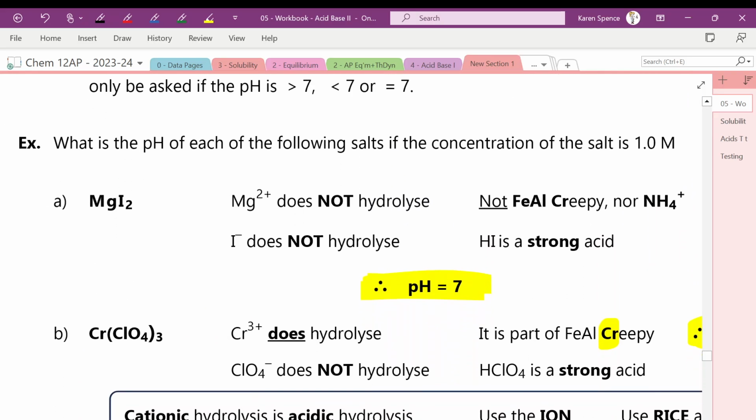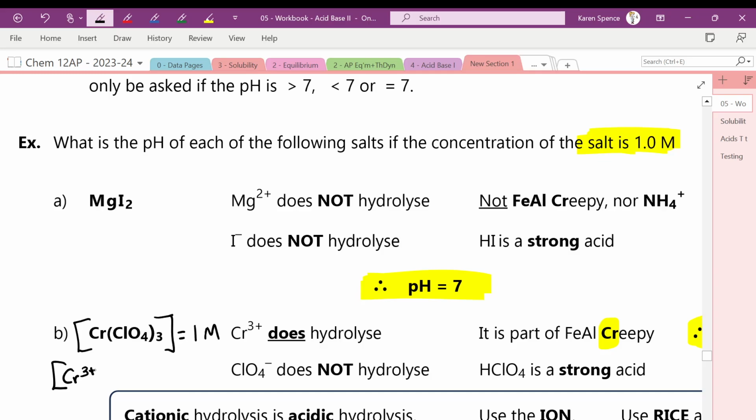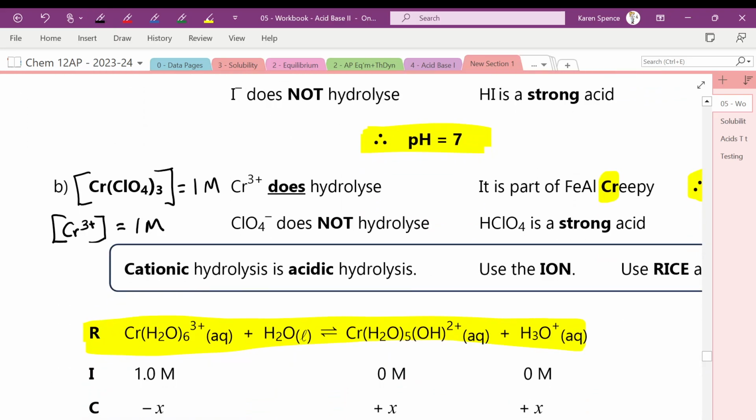So for all of these, the concentration of the salt is 1 molar. And if the concentration of ClO4 is 1 molar, then the concentration of Cr3+ is what? 1 molar, which means the concentration of our complexed ion, the hexaaquochromium, is also 1 molar. Yes?